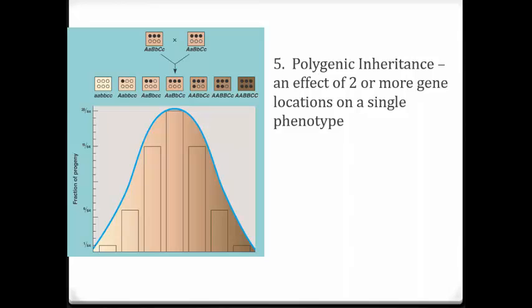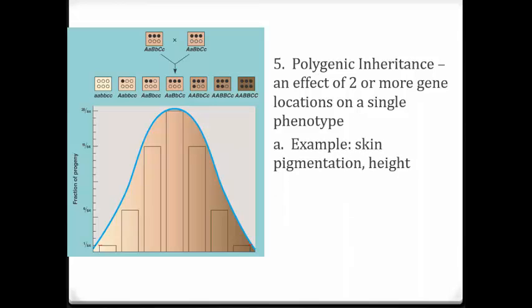positioning of these, and depending on how many of them you get or don't get for skin color is going to create very light skin all the way to very dark colored skin. So that's polygenic inheritance, and it just increases the amount of variety that we have. That's why height works very similar to this.